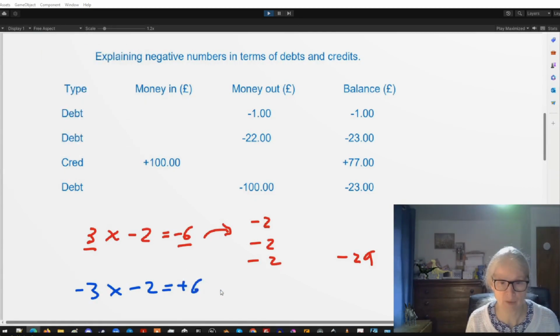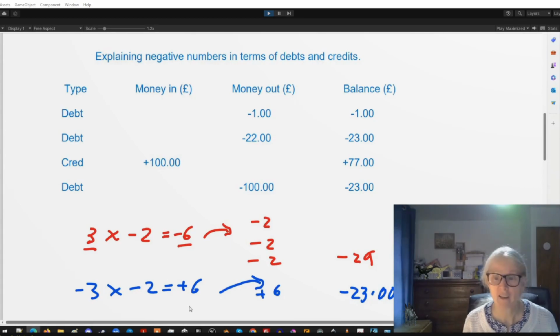Another way of thinking about it would be that you're actually going to add £6 and just put that £6 into the bank. And that will undo the problem. You're undoing those debts of -2 that happened 3 times. This +6 is the equivalent of taking away a debt of -2 3 times. So if I add 6, I'll get back to £23 of debt.